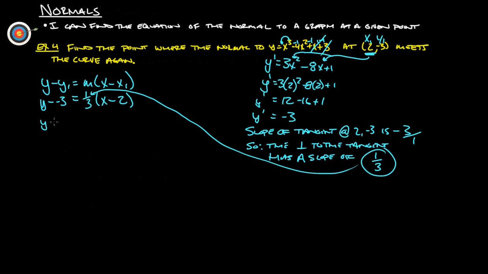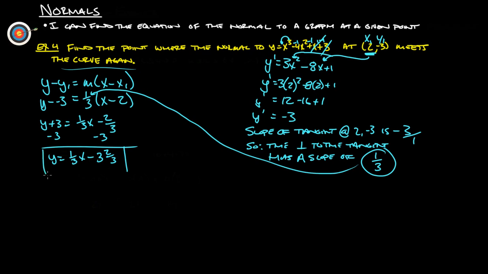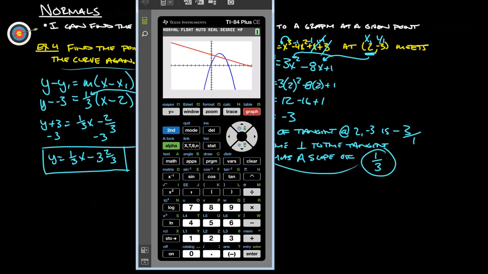So we get y plus 3 equals, distribute this through, we got 1/3 x, and then 1/3 of negative 2 is negative 2/3. Subtract 3 from both sides, and we get y equals 1/3 x minus 3 2/3, right? Now, that's the equation of the normal. It's asking us, when is this going to meet the curve again? So what we got to do is enter this into our graphing calculator and our original equation as well.